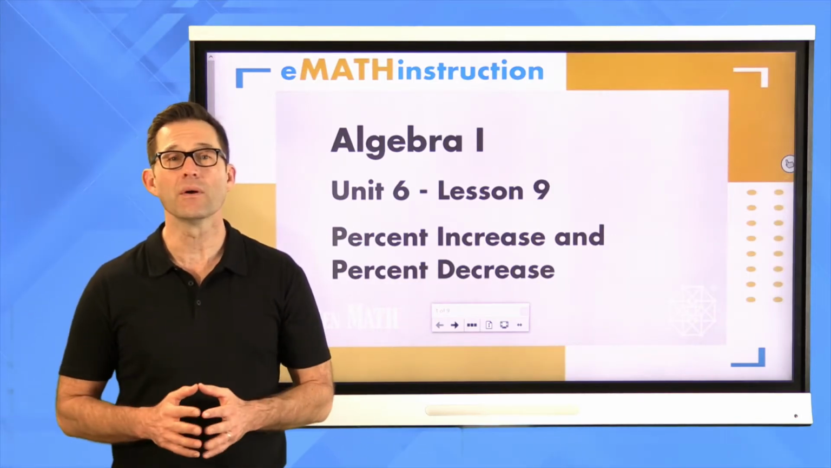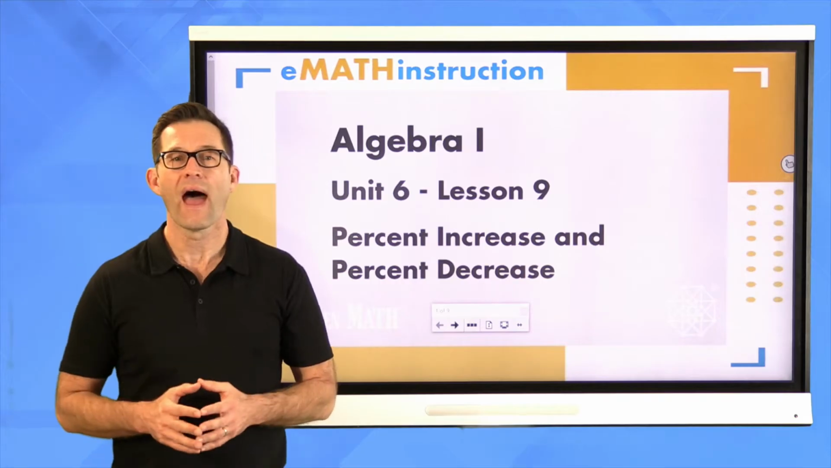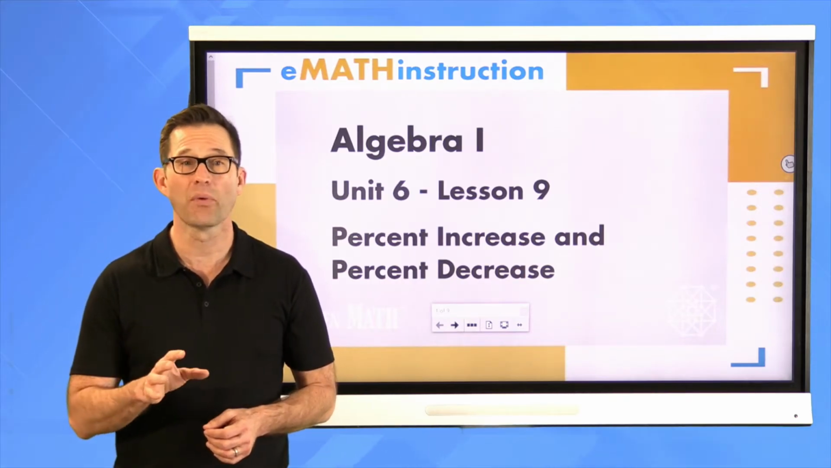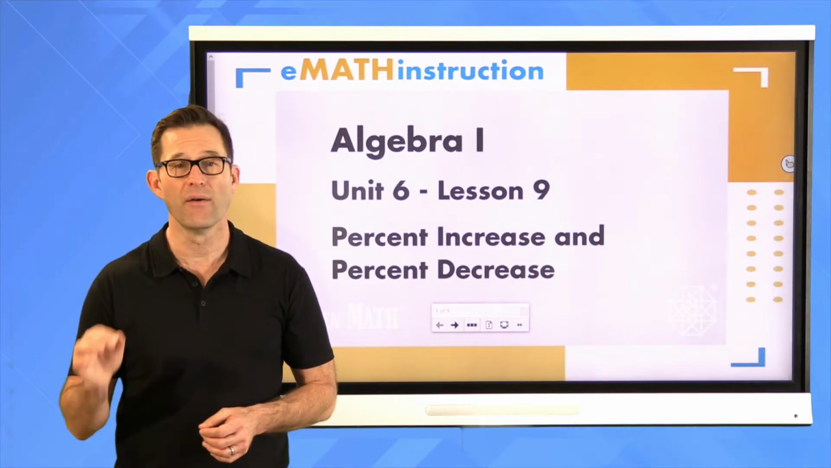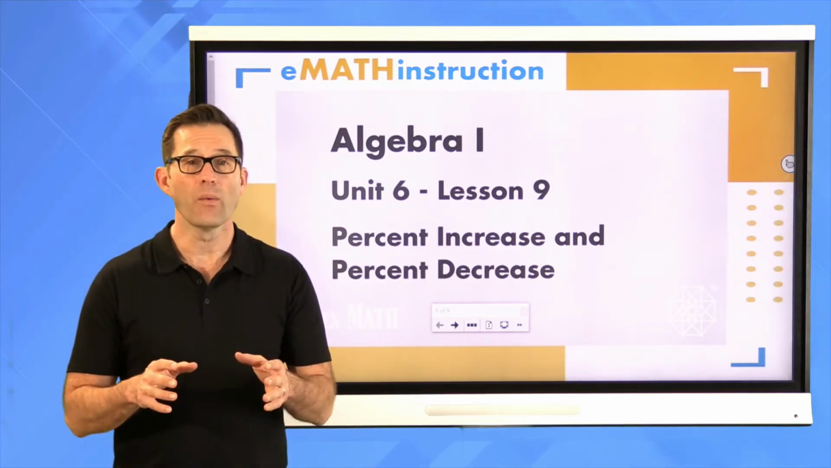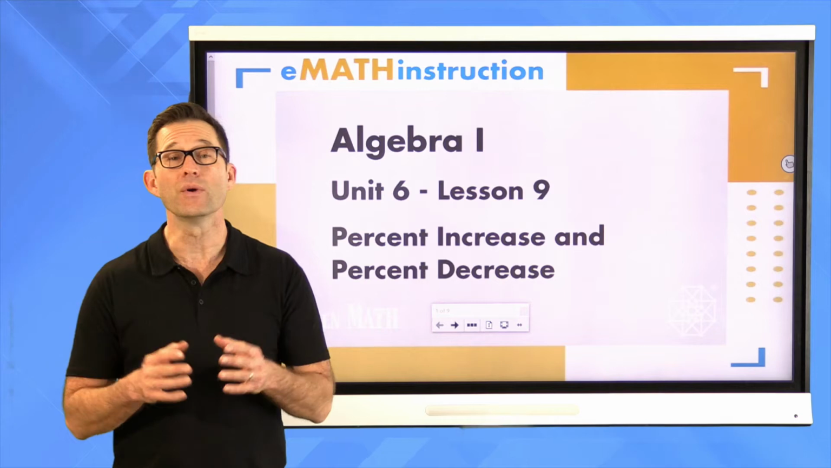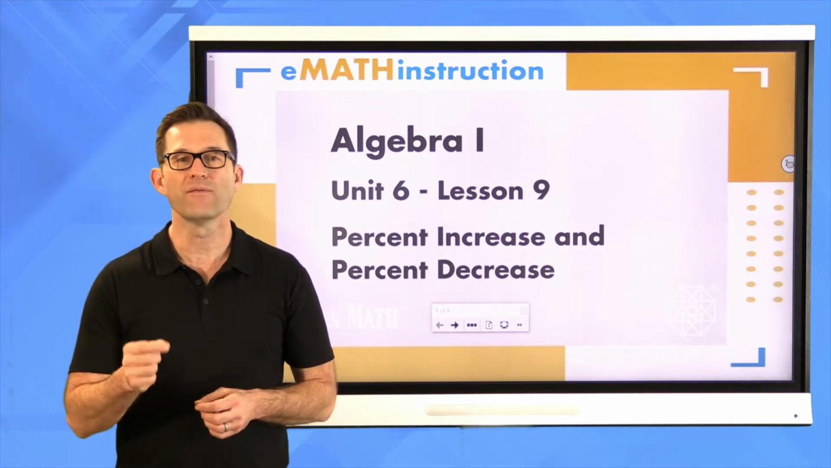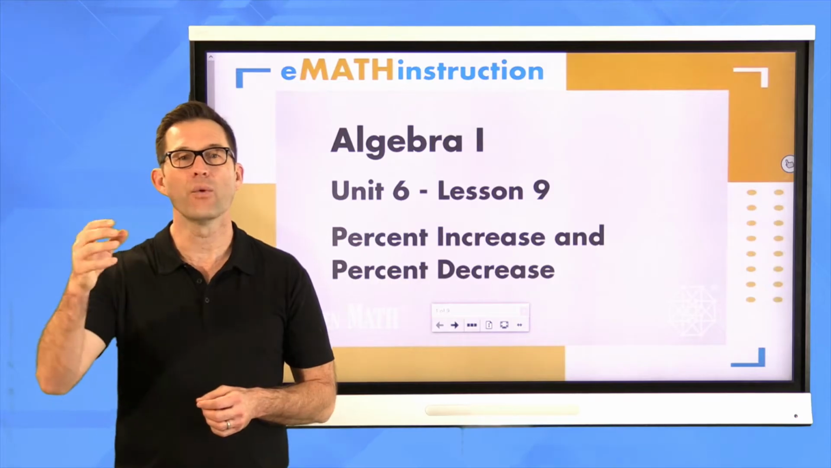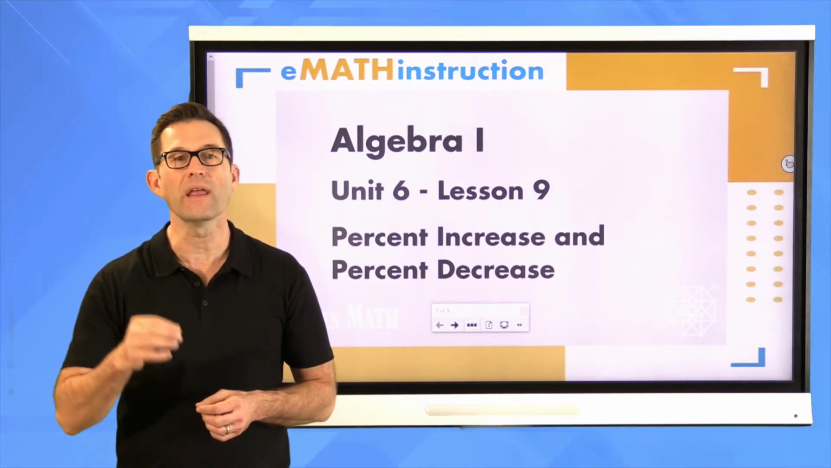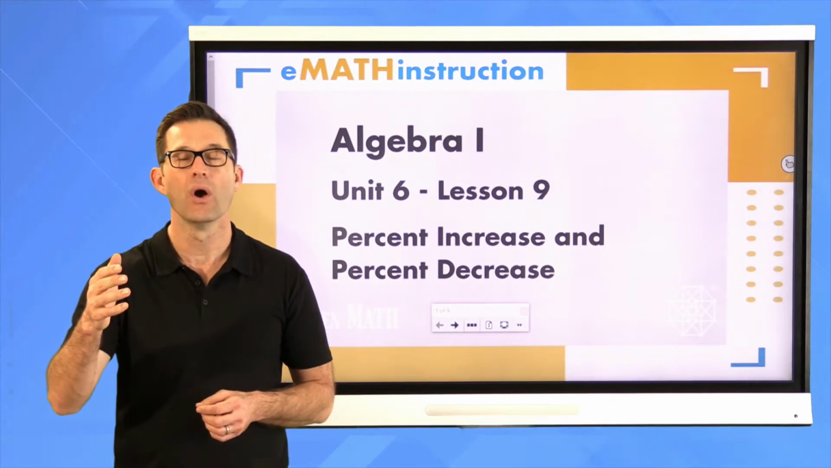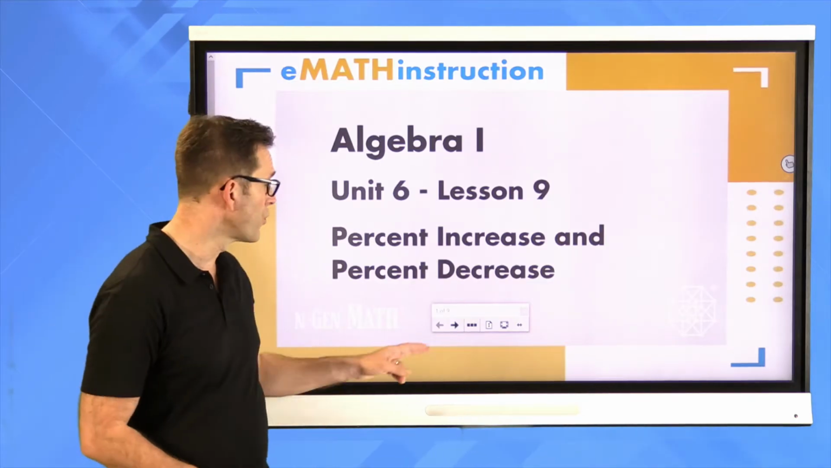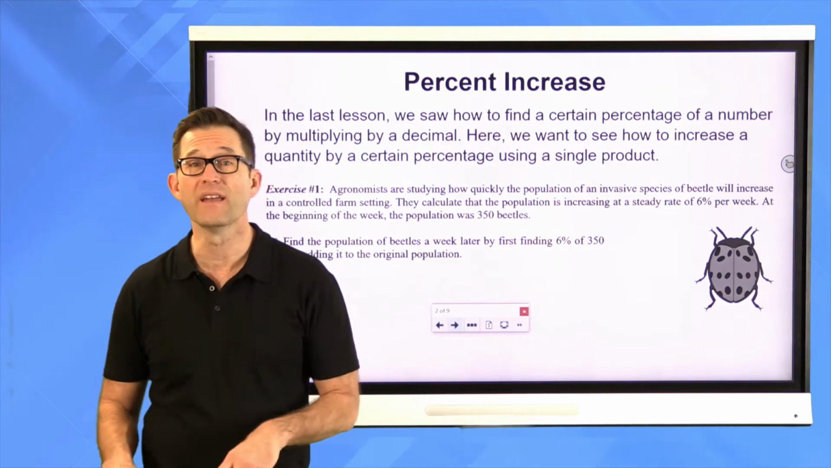In the last unit, we saw and reviewed how to find a percent of a certain number by just multiplying by the decimal version of that percent. Today what we want to review, because this should have been something you saw back in 8th grade math, is how we can find out where a value ends up after it's been either increased by a certain percentage or decreased by a certain percentage. So let's get right into it and look at the percent increase case.